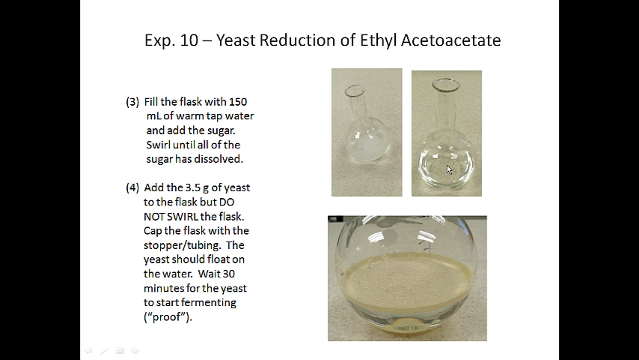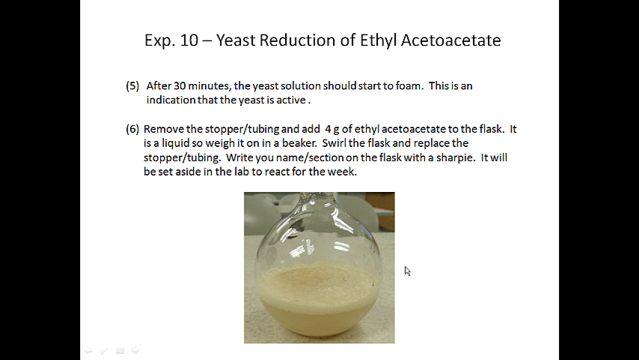Okay, and then we're going to do this like what we would in the kitchen, which is we're going to proof the yeast for about 30 minutes. Then you're going to add the 3.5 grams of yeast to the flask, but you're not going to swirl it. You're just going to allow the flask to sit. So you're going to put the stopper and tubing on top of the flask. The yeast will float on top, and then after about 30 minutes, the yeast will begin the fermentation process, and this is in baking what's called proofing. And at the end of the 30 minutes, you'll see the foam start, and that tells us that the yeast is indeed active.